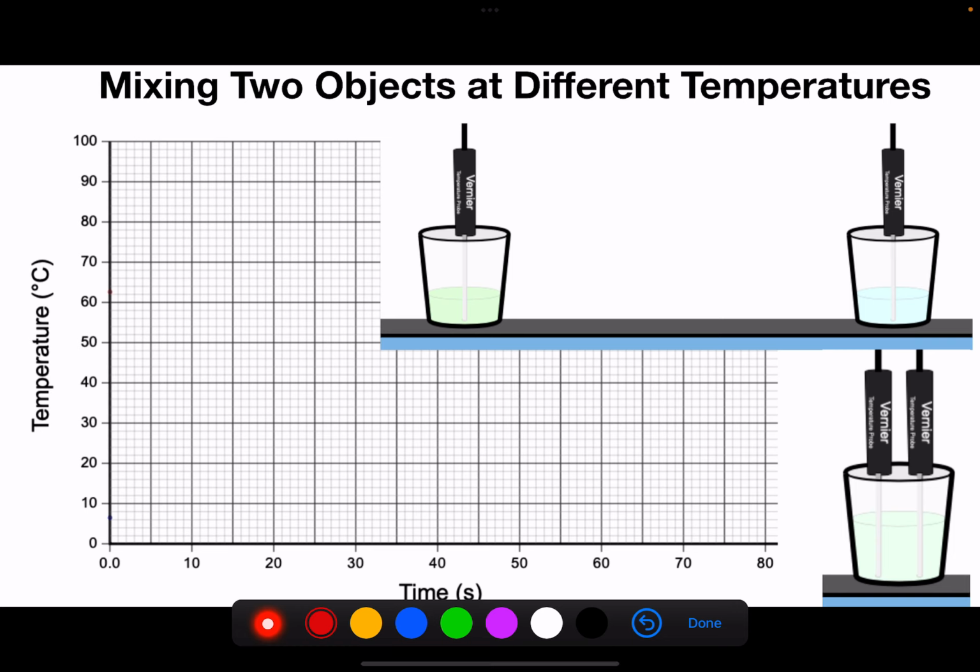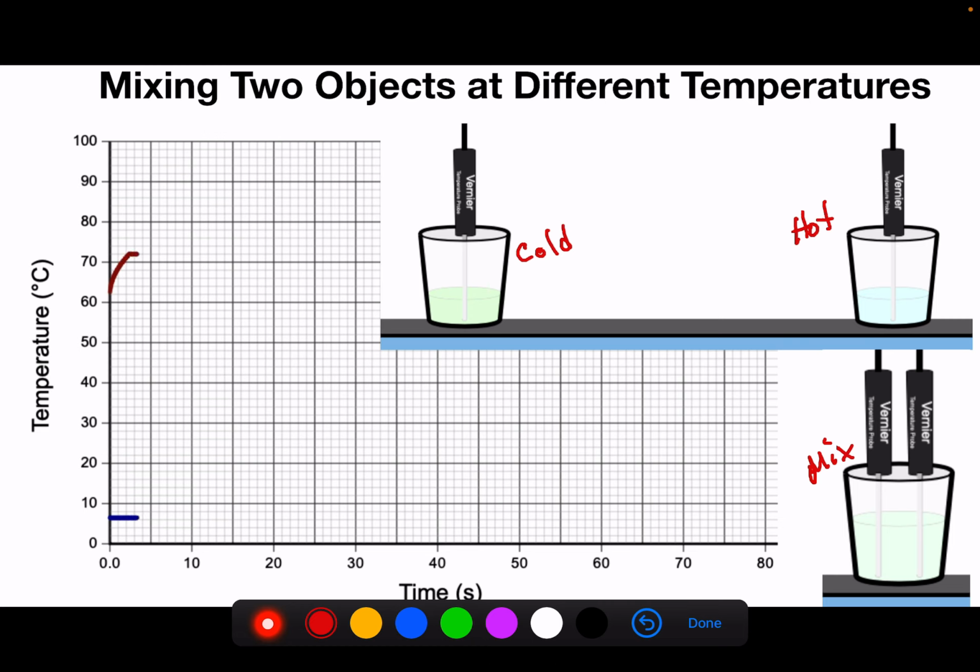Okay, our focus for today is kind of what we did in lab, and that is mixing two objects together when the two objects start at different temperatures. So we are going to have a cold fluid, and we are going to have a hot fluid. We are then going to mix them. And what we want to do is track the temperatures of these two materials as we combine them together. And we'll get a graph that looks similar to what you saw in lab.